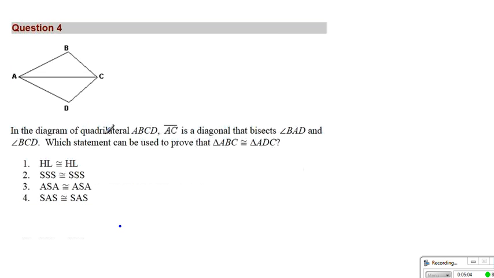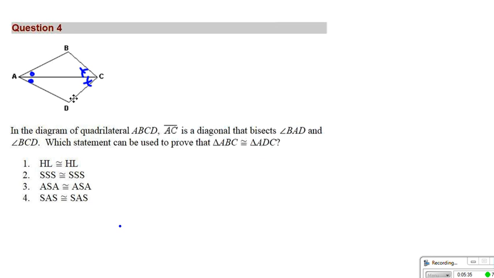Here in the diagram, quadrilateral ABCD, AC is a diagonal that bisects the angle BAD. Then angle BAD has been bisected, so therefore this angle must be equal to this angle. And BCD means this angle must be congruent to that angle. Alright, so we realized two pairs of the angles already that are congruent. Which statement can be used to prove that the upper triangle and lower triangle are congruent?